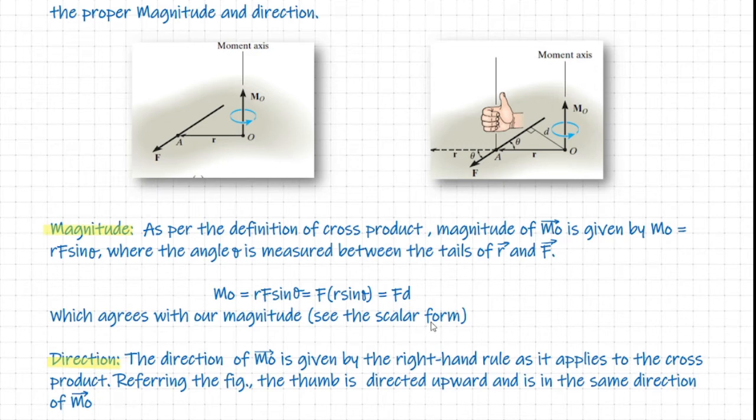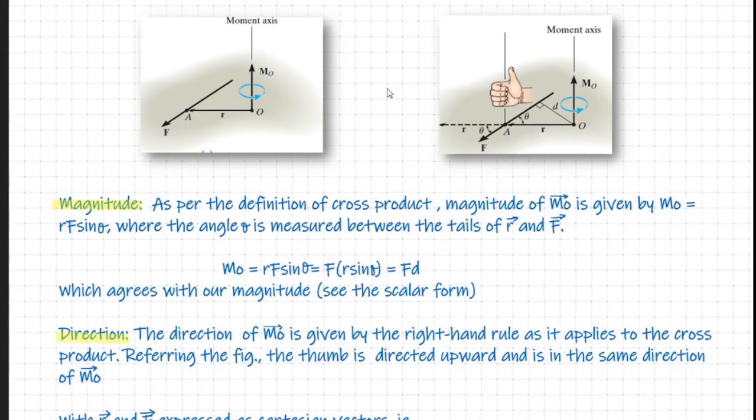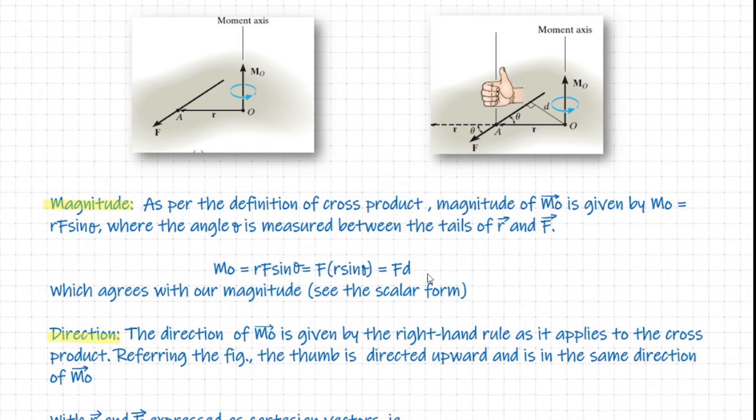So please remember our discussions while we were evaluating the magnitude of the moment about a point in the scalar format. We made one conclusion, that R cross F has a magnitude equal to F into d, where d is the perpendicular distance from the point O onto the line of action, the line of direction, of the force F.